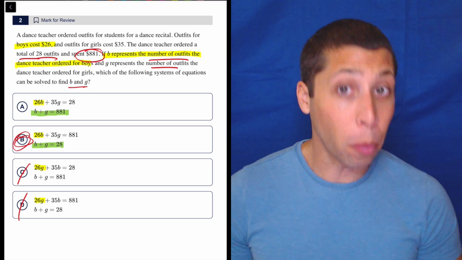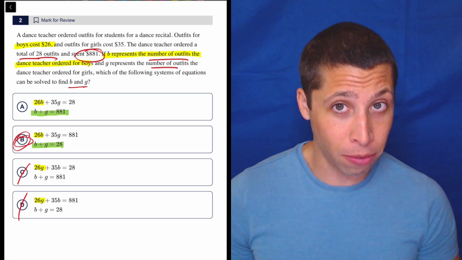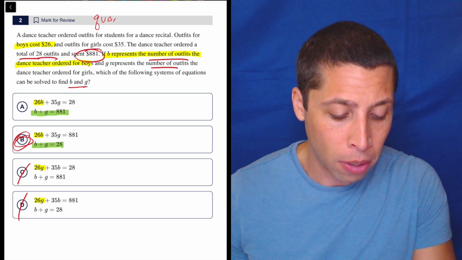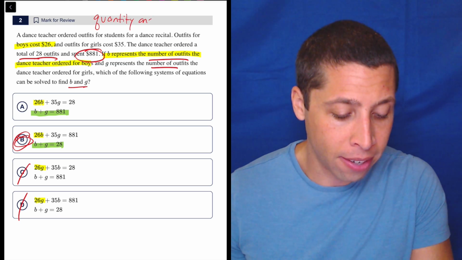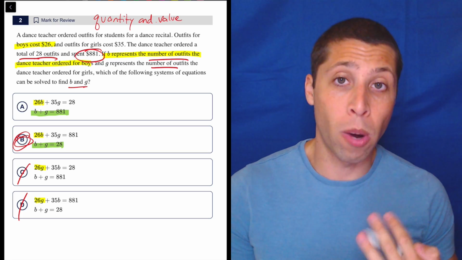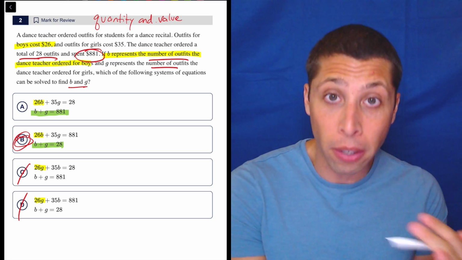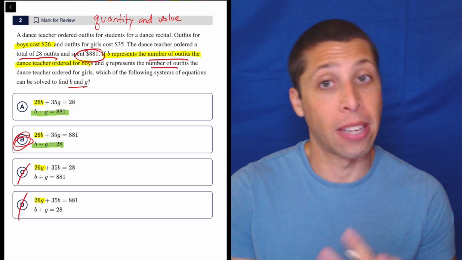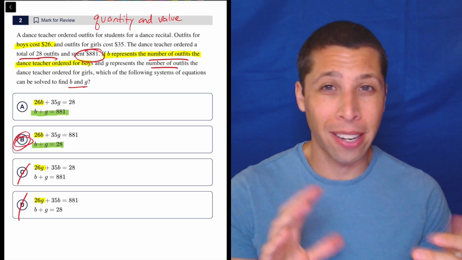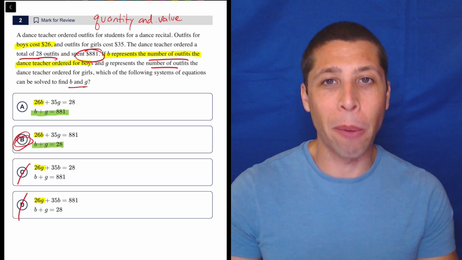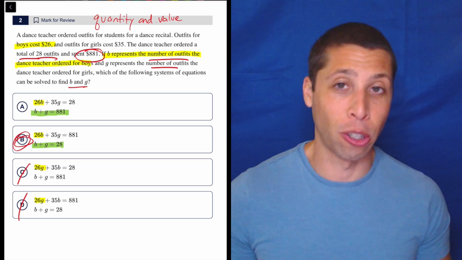We'll have situations where we need to make up these equations ourselves. For now, I'm not going to worry about how to do that, but these are what I call quantity and value equations, because we have 2 equations. One tells us the quantity, the number of, in this case, outfits, and then the other tells us the value of those outfits. How much do they cost? So we're always going to have a similar setup when the story involves those things. And hopefully when we need to make them ourselves, we can create stuff that looks like this.